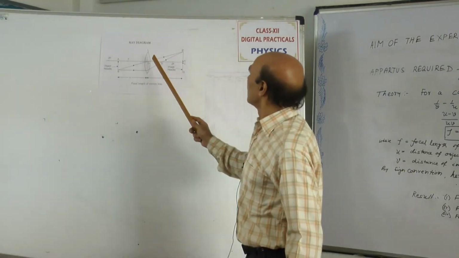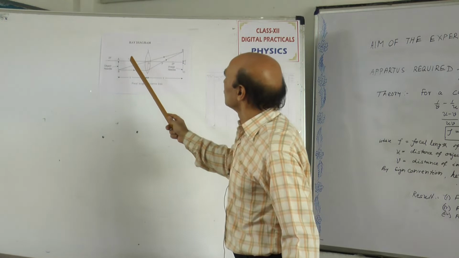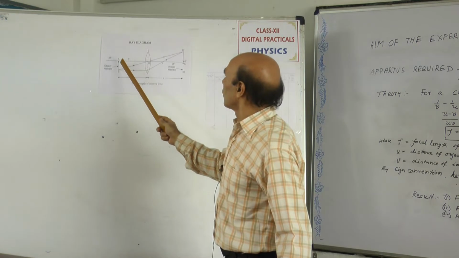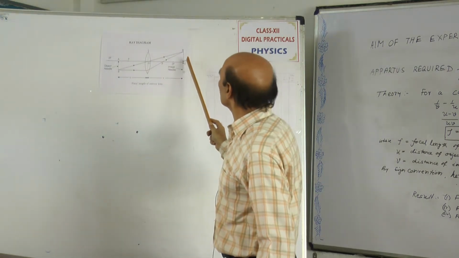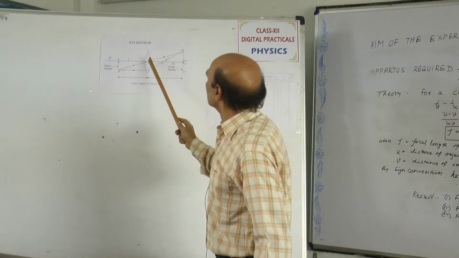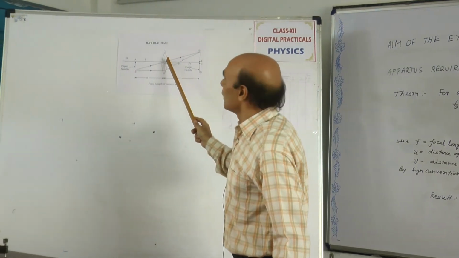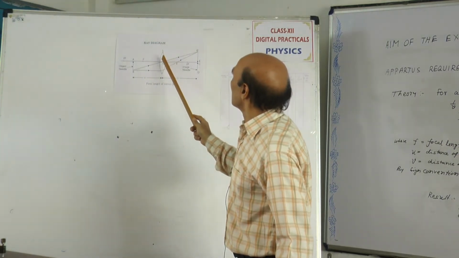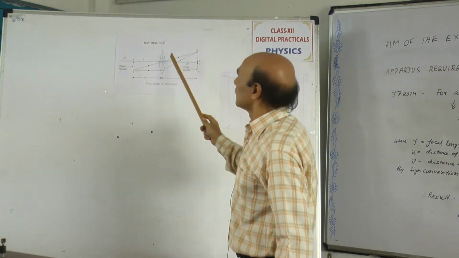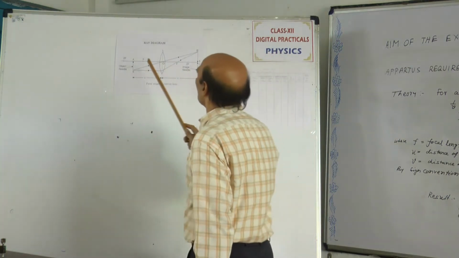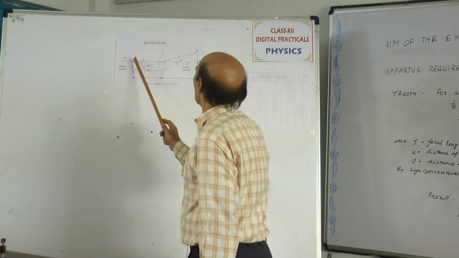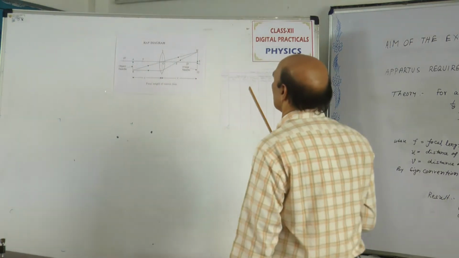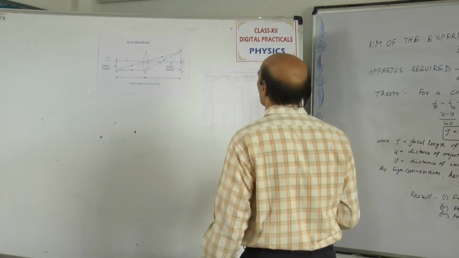Here we have the convex lens in the middle, and on one side is the object needle. We catch the image of this object needle with the help of the image needle. The distance from the optical center, the middle of the lens, to the object is called the object distance, and from the optical center to the image is the image distance. Having the values of object distance, you can find the different values of image distance.